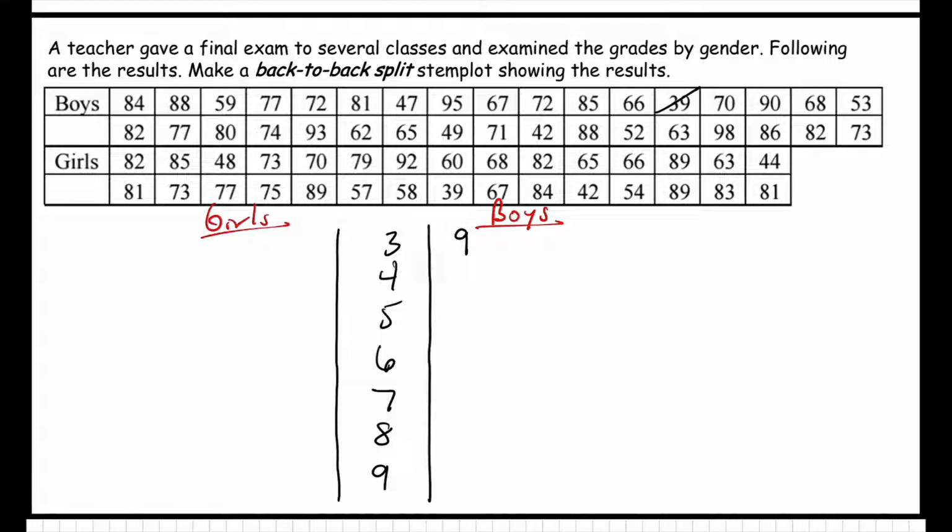40. 40 for boys. Let's see. Is there any 40s? 40. What's the smallest 40 for boys? 42, I think. Yeah. 42. Then 47 for boys. I'm just doing boys right now. We'll do the girls after. 50s. Let's see. We got a 52. Is there a 49? Let's see. For boys? Yes, there was a 49. Yep. Thank you.